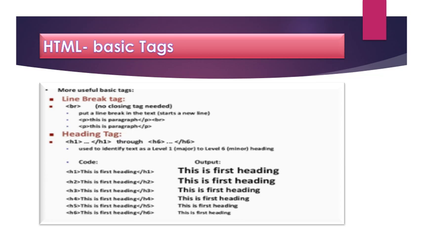So we also have line breaks and the heading section. The line break has only an opening tag; it does not require the closing tag. An example is the line break, and also we have the horizontal line, which does not require a closing tag. In the heading tags, we have heading 1 to heading 6, where heading 1 is the largest and heading 6 is the smallest.